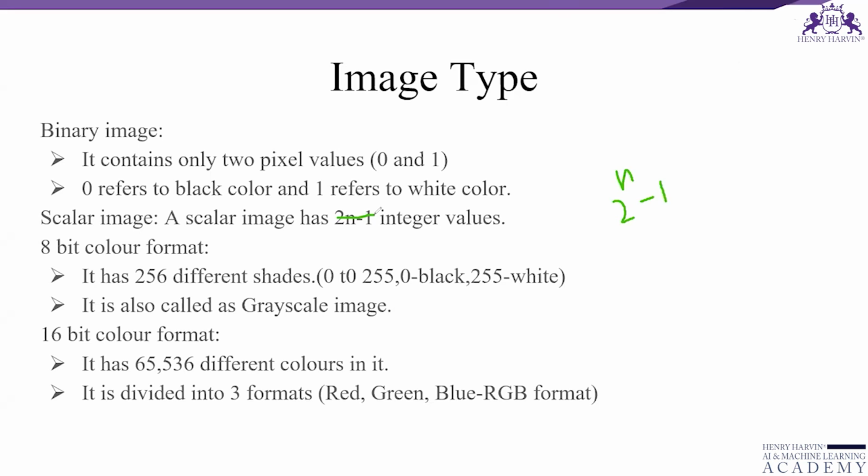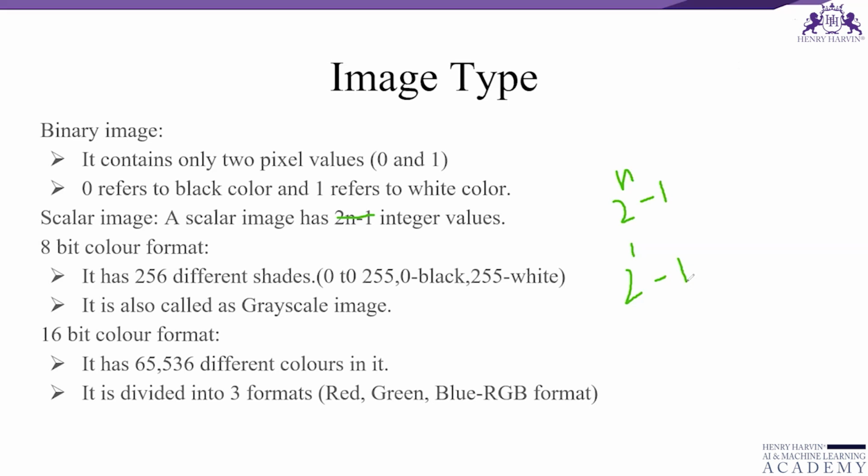So if n is equal to 2, what will happen now? Let me take n is equal to 1. So I can say that 2 power 1 minus 1. So what is the answer now? 2 minus 1 is equal to 1, right? So which means it has values from 0 to 1. So try to understand this. A scalar image has 2 power n minus 1 integer values, right? So 1 bit can be given for a pixel. So if n is equal to 1, we get the answer as 1.